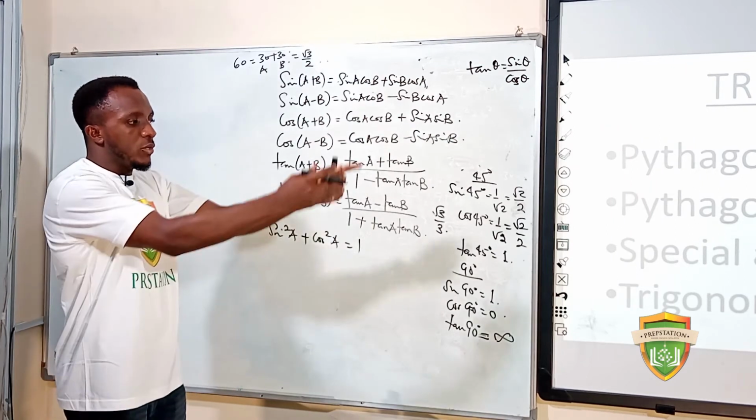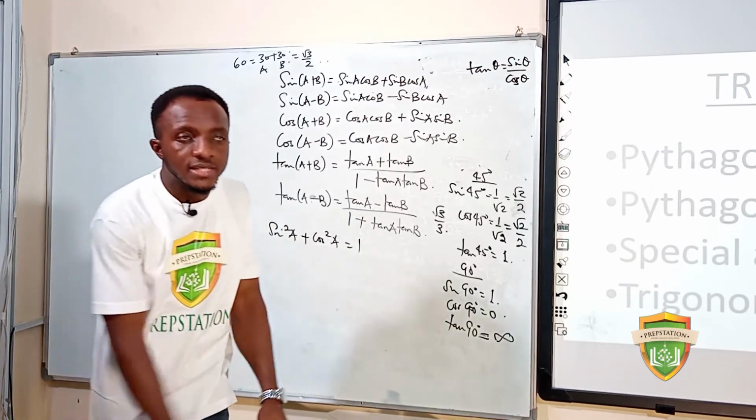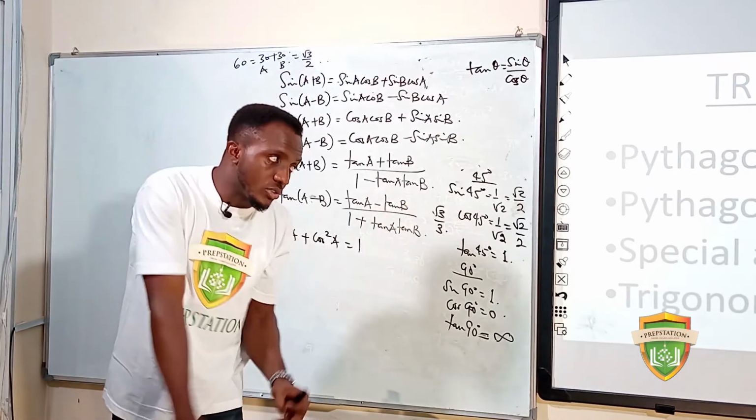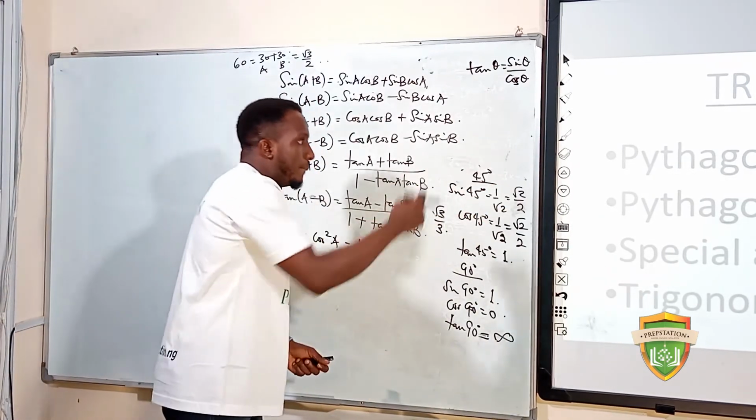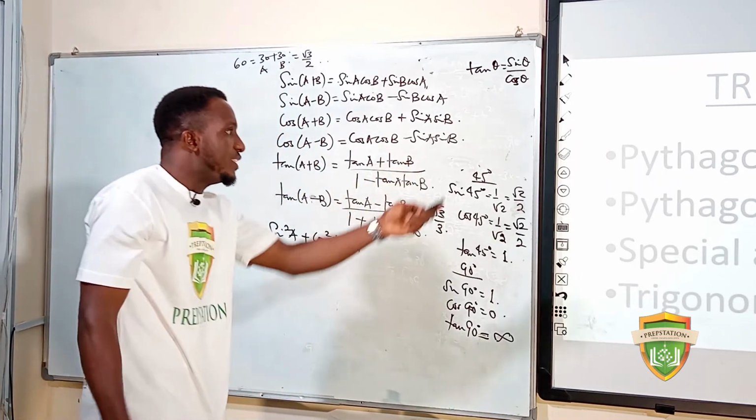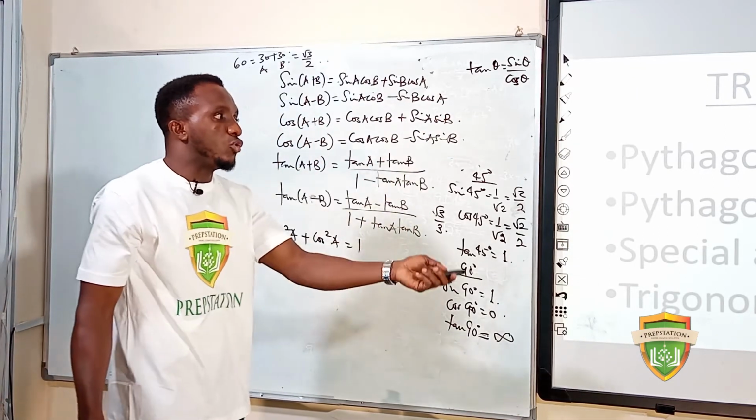Okay, that's like the eighth one. So these are trigonometric identities. Now, let's see questions that would require the usage of these bullet points or these subtopics on trigonometry.